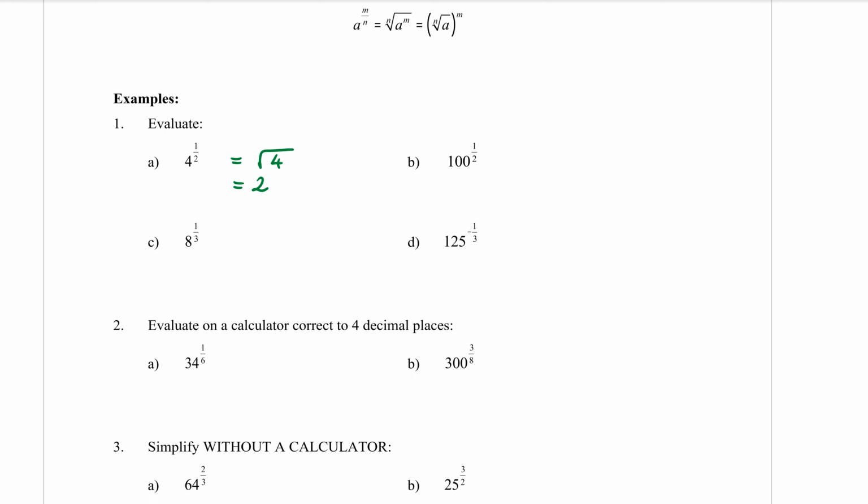So part B would be the same. A power of a half means that that is a square root of 100. And the square root of 100 is 10.